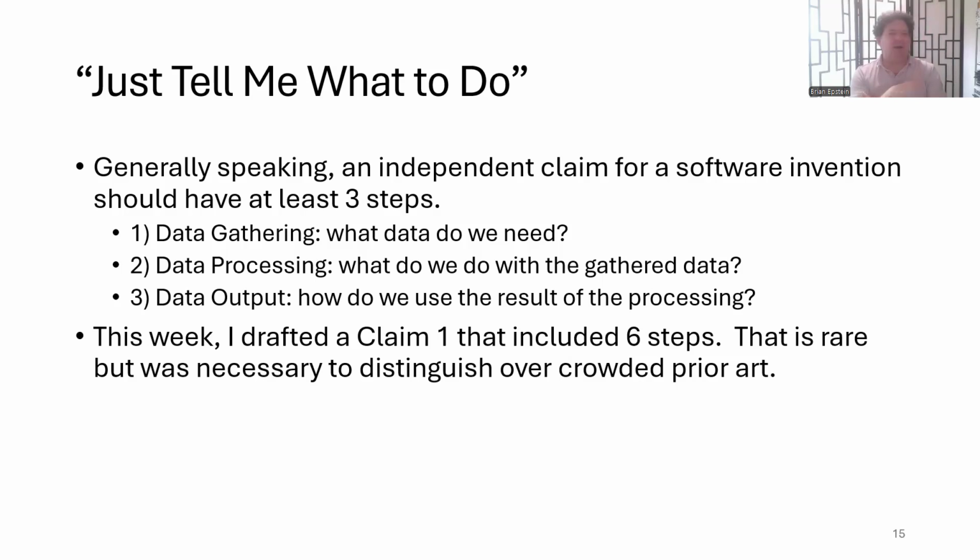So with that in mind, I don't know your particular case. I've done cases that follow these. I've done cases that don't follow these. The general rules are that an independent claim for a software invention should have at least 3 steps.